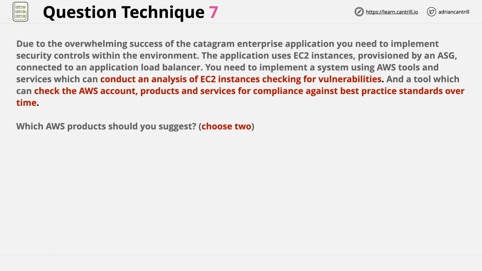Now, this is a really good question to step through with you. It's interesting for two reasons. First is that there is a lot of useless fluff in the question. Identifying this comes with practice, but much of the text in the question isn't relevant. What is relevant is that you need to conduct an analysis of EC2 instances, checking for vulnerabilities, and you need to check the AWS account, products and services for compliance against best practice standards over time. Now, you need to pick two answers, and in most cases with questions like this, it means one product which meets each of those requirements.